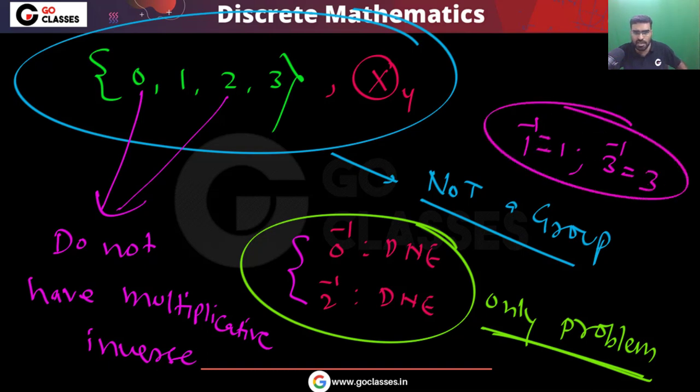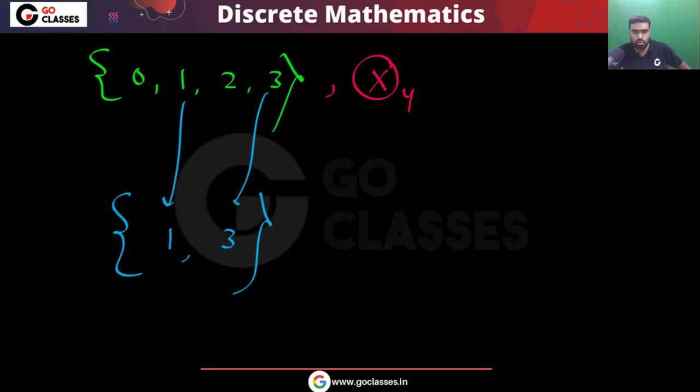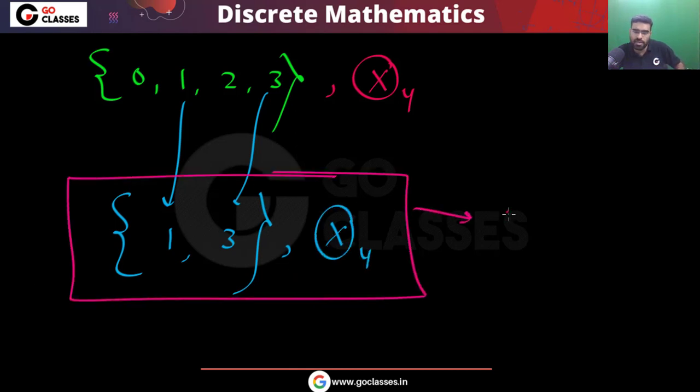So I can say these elements have inverse. This 1 has inverse, 3 has inverse. So just collect these two. Okay, these elements have inverse, just take them. Now you can see, this structure will be a group.